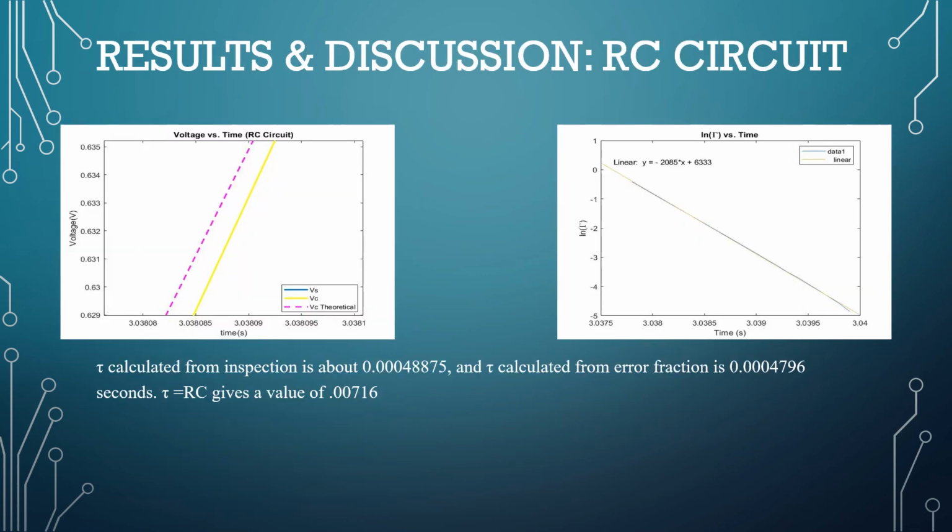For the RC portion of the lab, we were tasked to find the time constant tau. We went about finding it in three different ways. We used inspection to see where voltage was equal to 63.2% of its max voltage of 1 volt, giving the tau seen here. The second method was the error fraction method, which gave a similar number to the first part. The theoretical calculation was much different from what we calculated in the first and second parts.